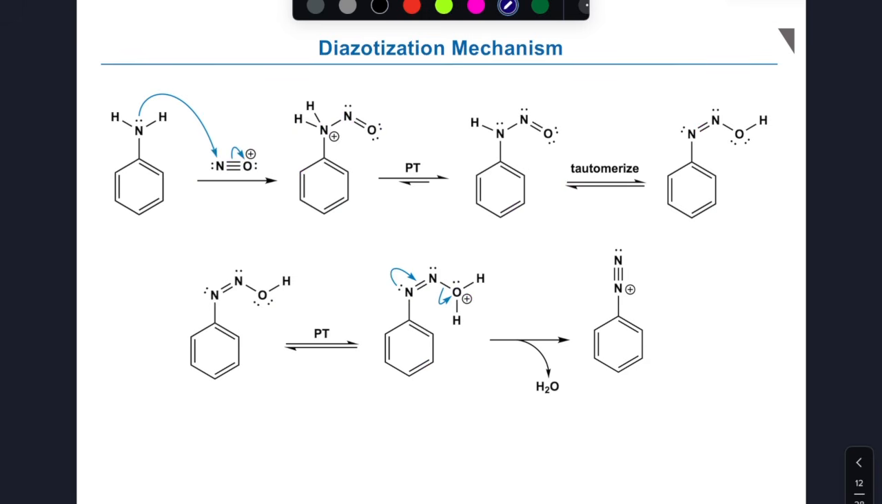So this is just a good copy of that mechanism. Again, think of it as first, the electrophilic nitrosyl compound being attacked by the nucleophilic lone pair. That forms this cation, which we then get to a neutral compound. Tautomerization moves it to this OH, and then protonation at that center sets us up for losing that as water to give us our final compound.